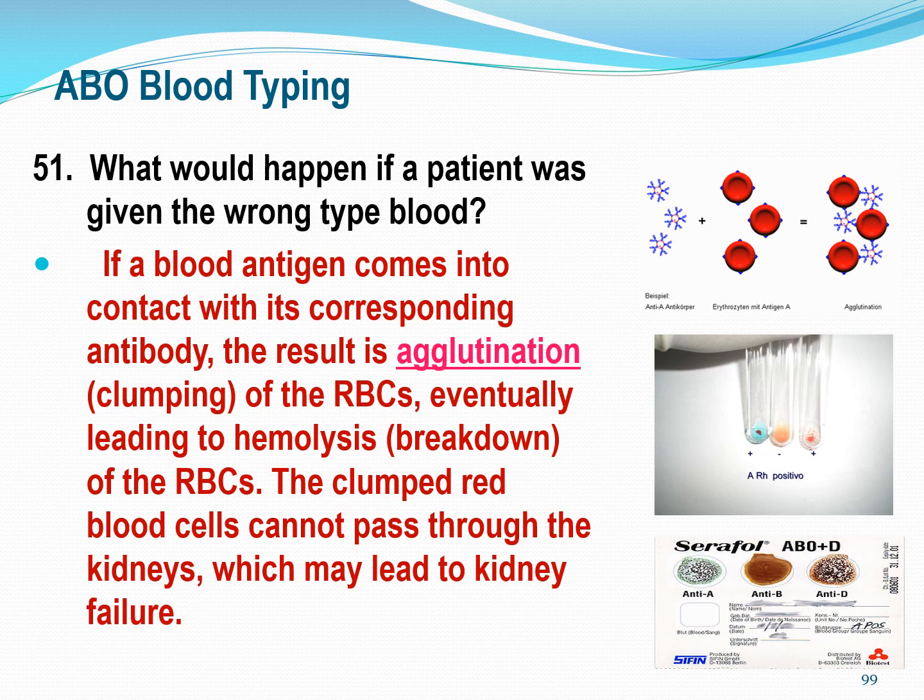What would happen if a patient was given the wrong type of blood? If a blood antigen comes into contact with its corresponding antibody, the result is agglutination, or clumping, of the RBCs. Eventually, this can lead to hemolysis, which is breakdown of the RBCs. The clumped red blood cells cannot pass through the kidney, which may lead to kidney failure and death.